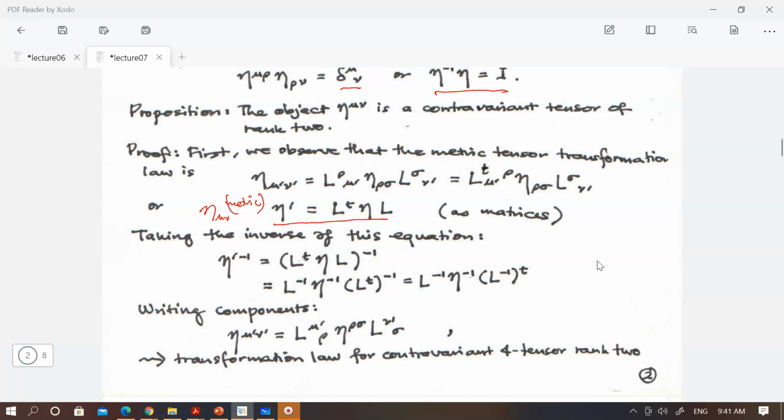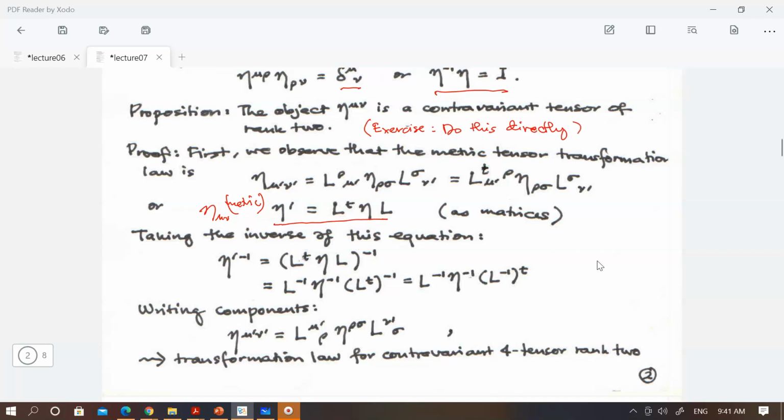Now what we do is simply take this matrix equation and take the inverse. We can actually prove it directly if you want, so I'll let you do this as an exercise: do this directly to prove it's a contravariant tensor. That means you have to show that it behaves under the coordinate transformation as a contravariant tensor of rank 2.